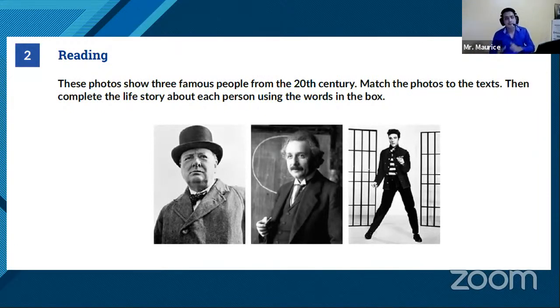Positive or negative. Elvis Presley was an American driver. Elvis Presley was an American driver? Or Albert Einstein was a soldier? Or Albert Einstein wasn't a soldier. And the other picture, Winston Churchill was an economy student, or Winston Churchill was a president. So you tell me as much information as you can. 4 minutes, guys. Use the verb to be in past only. 4 minutes. Do it, please.